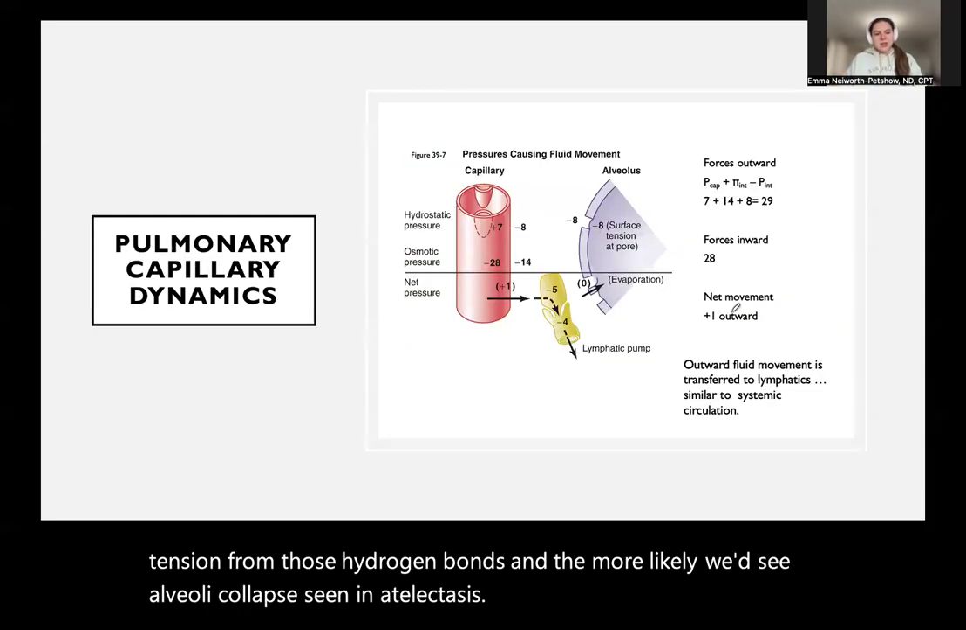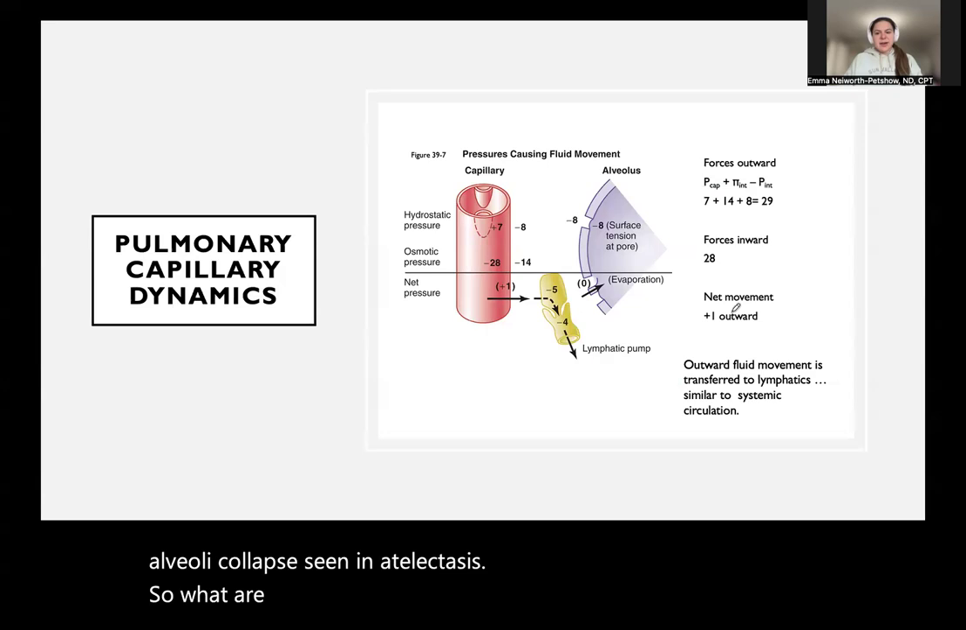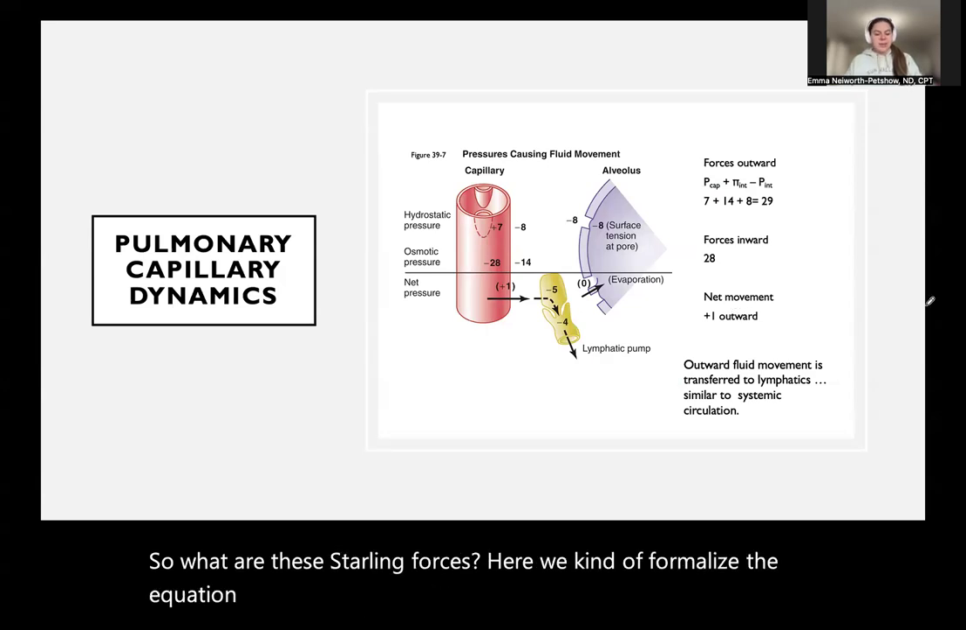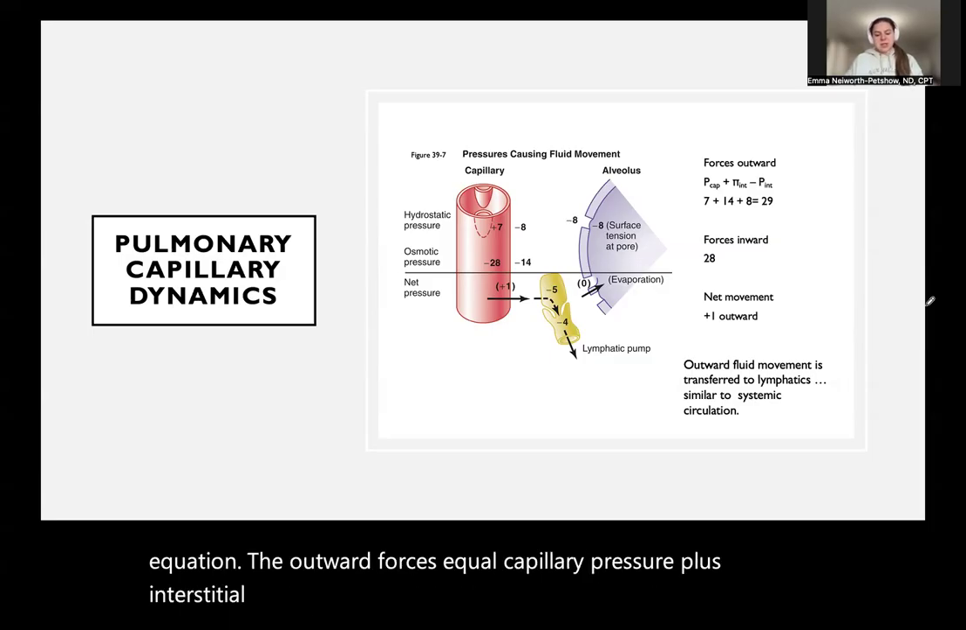So what are these Starling forces? Here we formalize the equation. The outward forces equal capillary pressure plus interstitial oncotic pressure minus interstitial hydrostatic pressure, seen here.